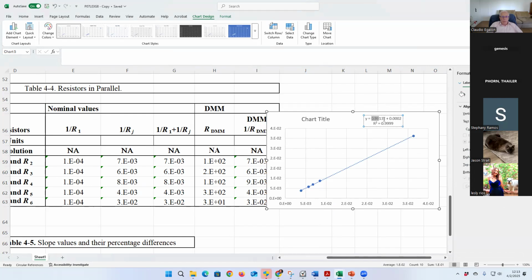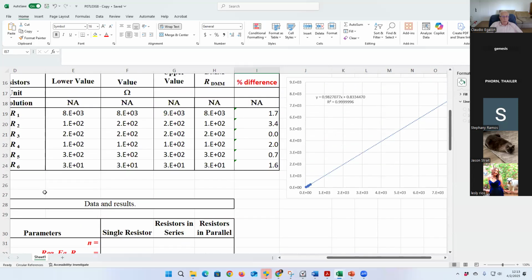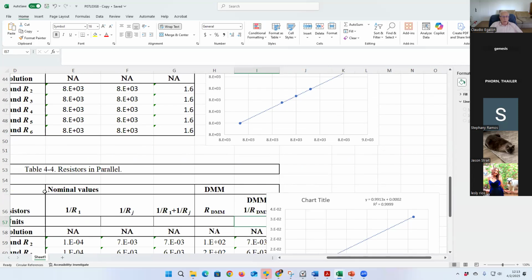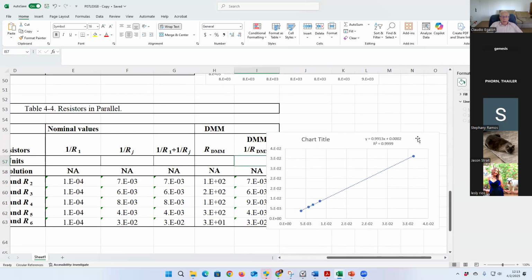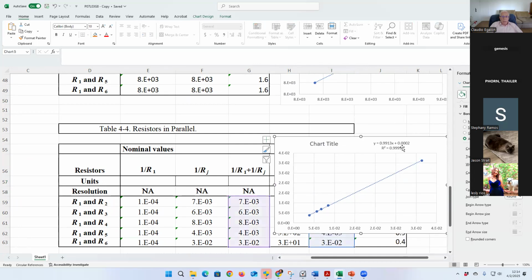See that the slope is very close to 1, right? Don't forget to put the units. So we have all those 3 graphs, all the 3 graphs we want. It is giving us an intercept of 0.0002, right? Let's see. 0.0002, 0, 1, 2. It's 2 times 10 to minus 4.